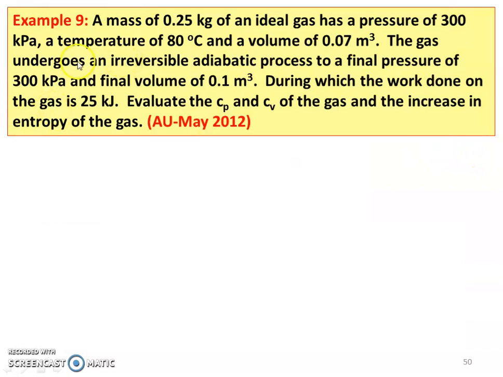Example number 9. A mass of 0.25 kilogram of ideal gas has a pressure of 300 kilopascal, a temperature of 80 degrees Celsius and a volume of 0.07 meter cube. The gas undergoes an irreversible adiabatic process to a final pressure of 300 kilopascal and final volume of 0.1 meter cube, during which the work done on the gas is 25 kilojoules. Evaluate Cp and Cv of the gas and the increase in entropy of the gas.